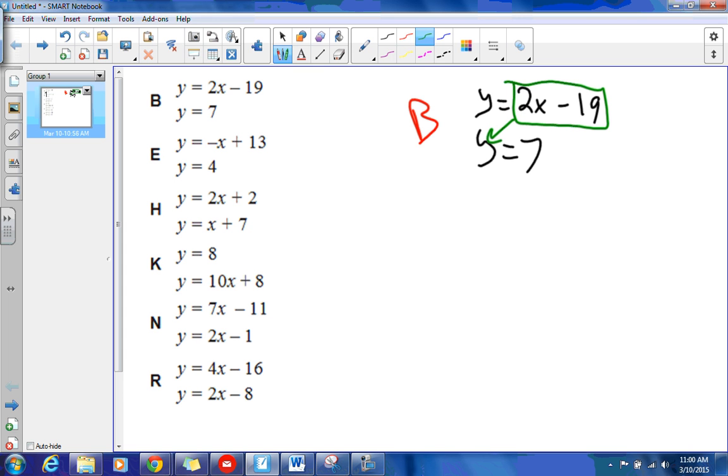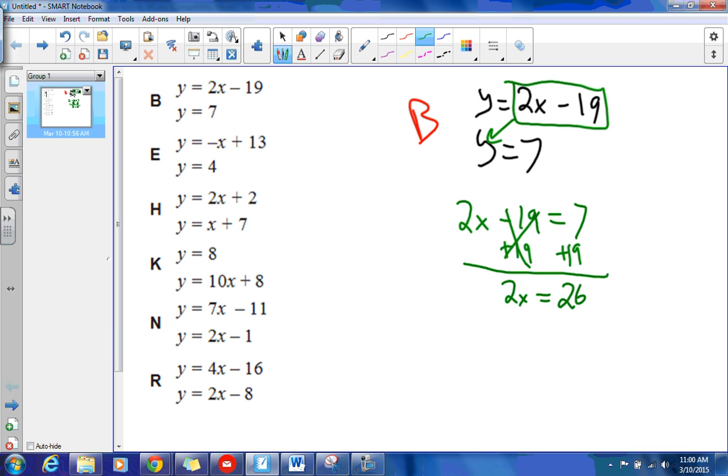If you do that, you get 2x minus 19 instead of y is equal to 7. And then you just solve for x. A couple of steps: you'd add 19 to both sides. You've got to remember your steps for solving linear equations. This will cancel out, that's why we did it. So 2x equals 7 plus 19, which is 26. And then finally divide both sides by 2 to get x equals 13.